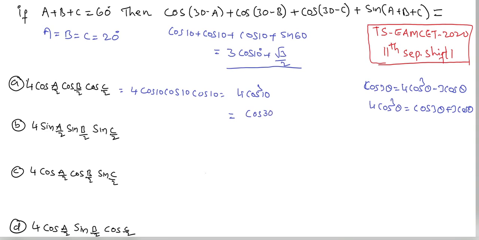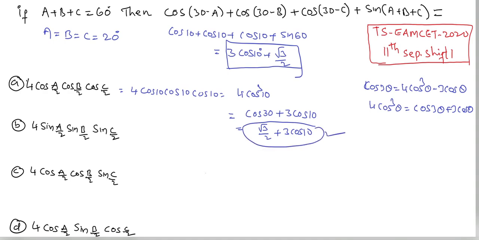30, cos 3 into 10, cos 30 plus 3 cos 10, that is equal to cos 30, root 3 by 2, plus 3 into cos 10. So this is equal to 3 cos 10 plus root 3 by 2. These two values are equal. So for this first option is correct answer, and the second, third, fourth are wrong answers.